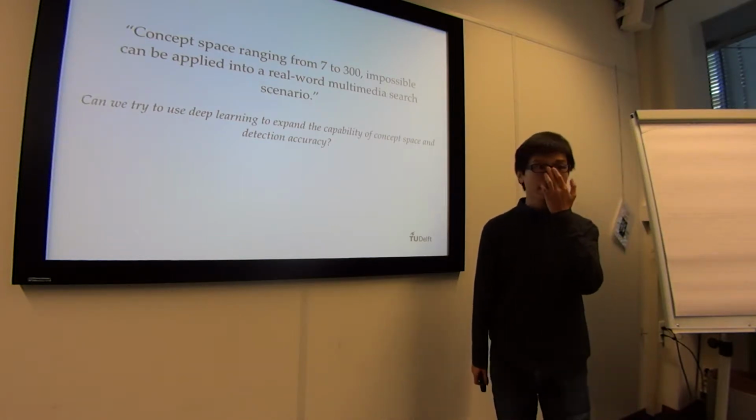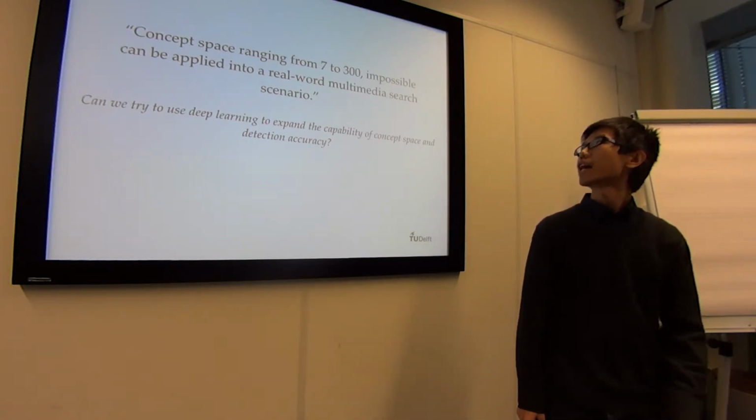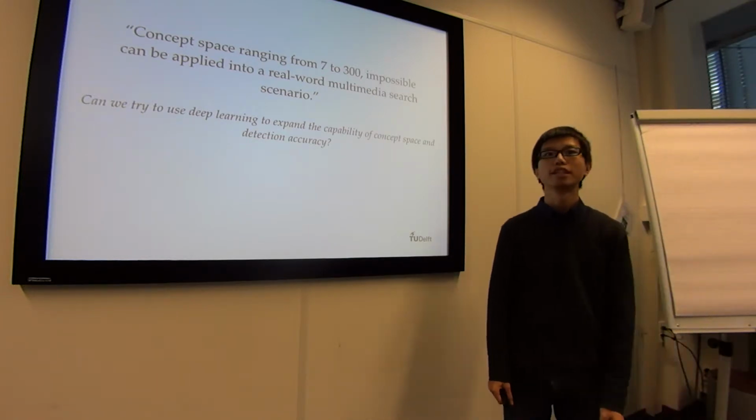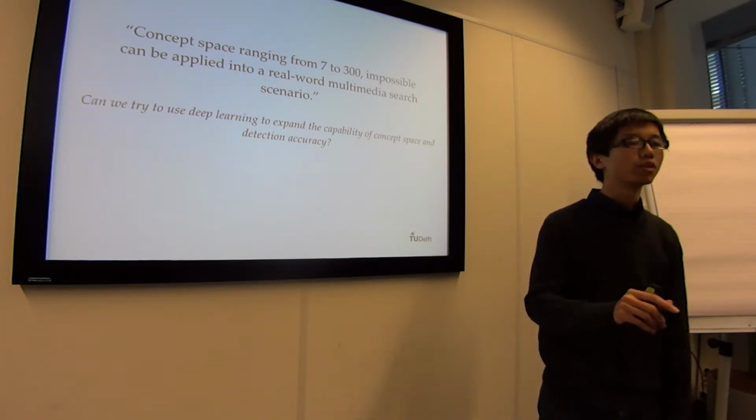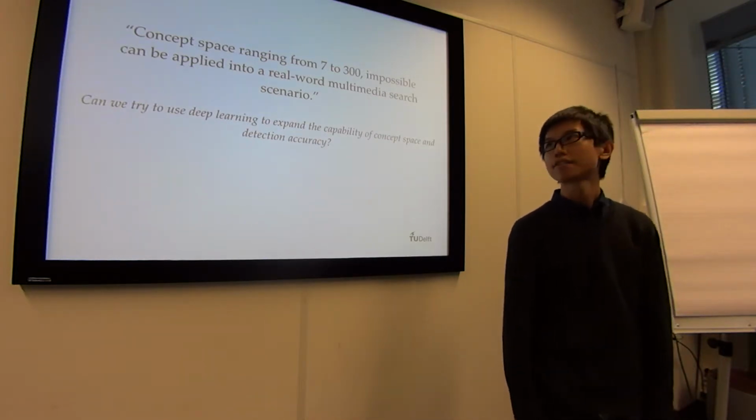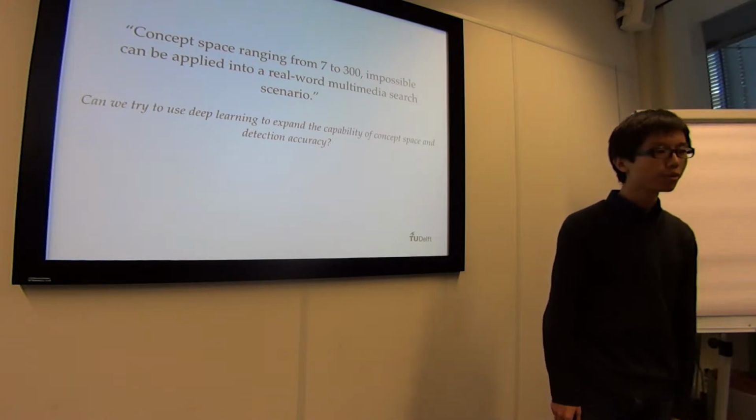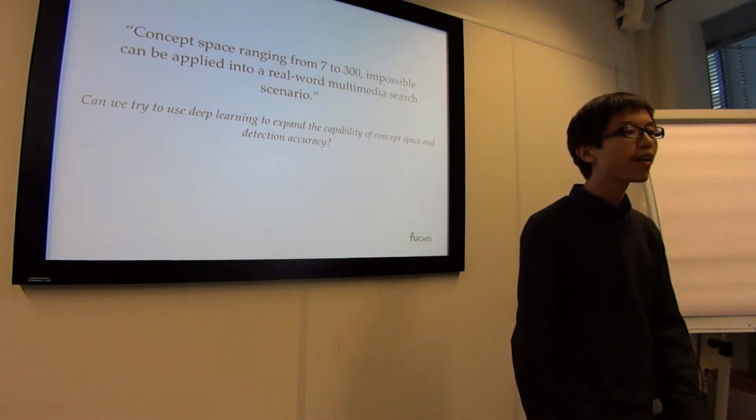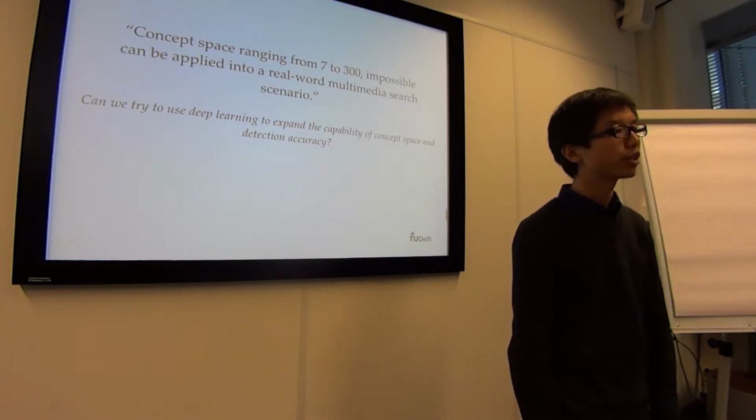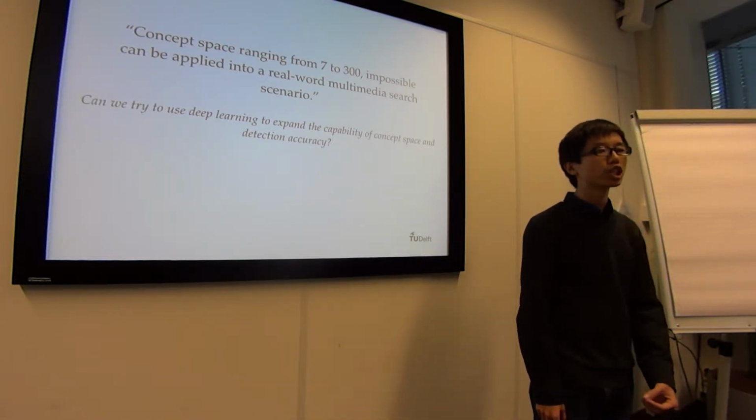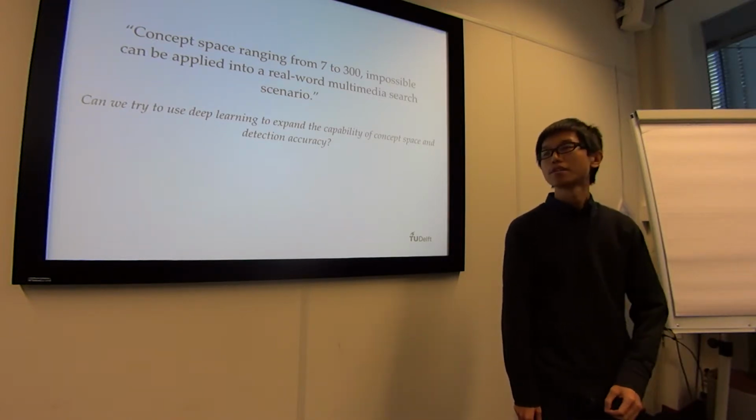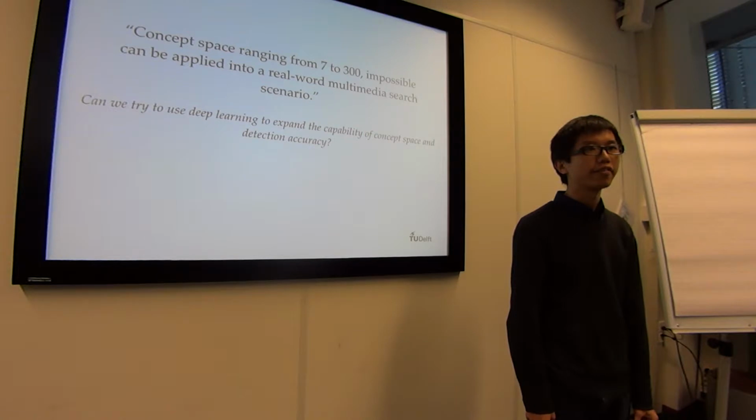If we look at the concept space in the previous work, the concept space ranges from 7 to 300. So this is impossible to apply to a real-world multimedia search scenario. And maybe due to the less developed state of the computer vision community, the learned concepts may bring some noise into our re-ranking model. So this is not that effective.